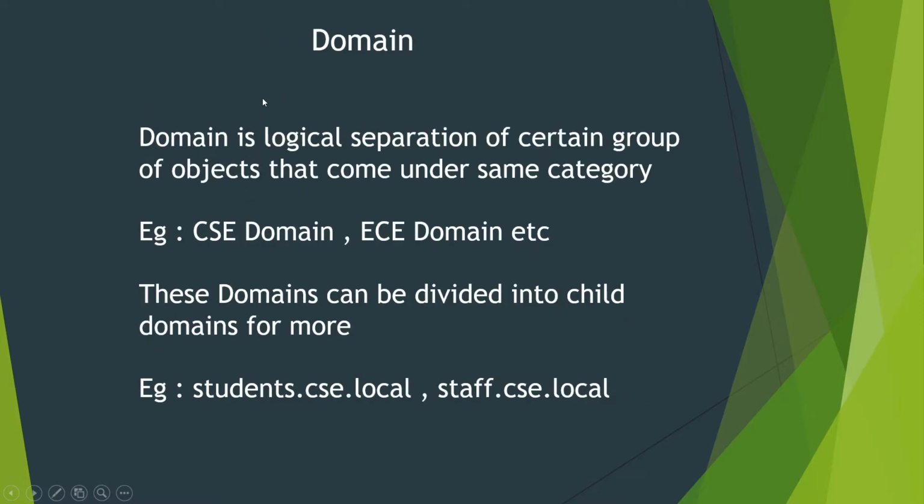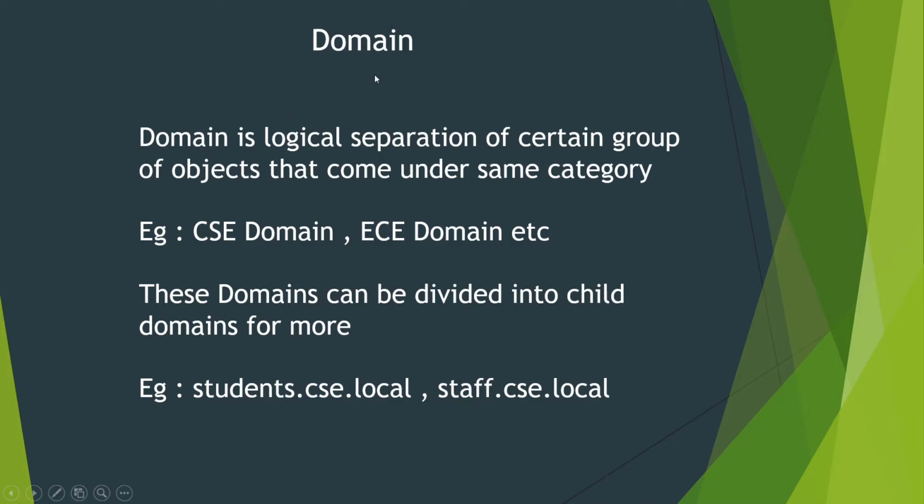And next one is domain. We have created the domain home lab dot server, right? So that is the domain. And why do we need a domain? So let's see what a domain is first. A domain is a logical separation of a certain group of objects that come under the same category. If you have a large organization, you may have so many departments, so you need to have some logical boundary over the departments. If you do not put the boundary, it will be a huge mess. So that's why you will divide it into small boundaries or logical groups, and then we will call them a domain.